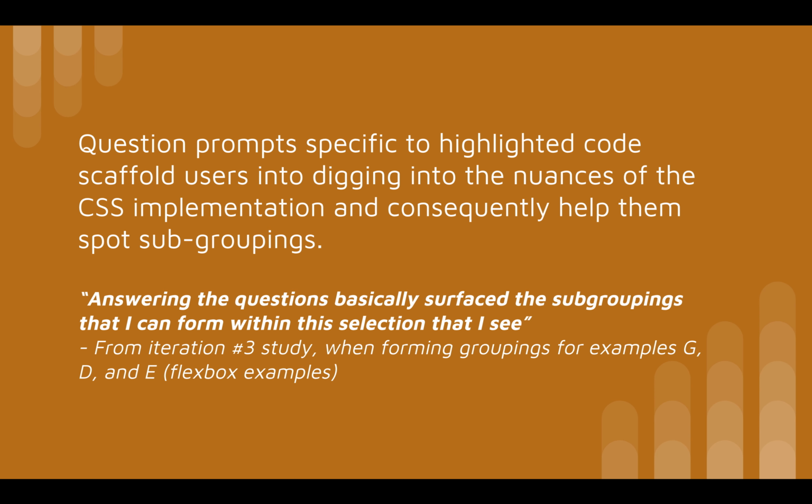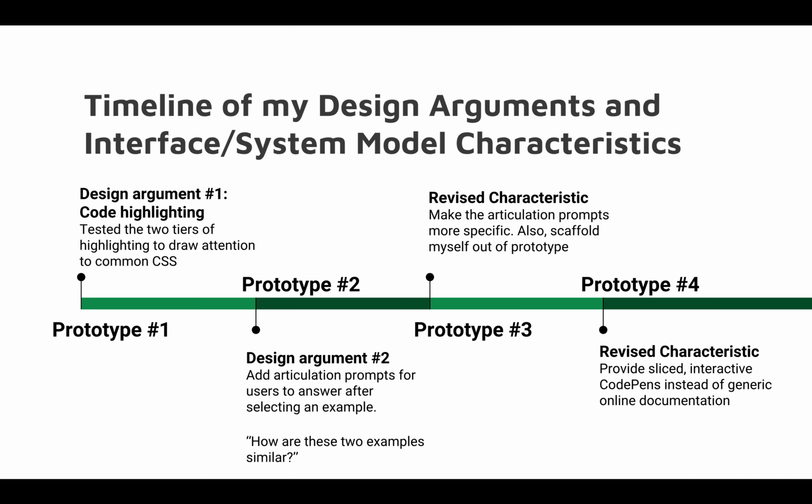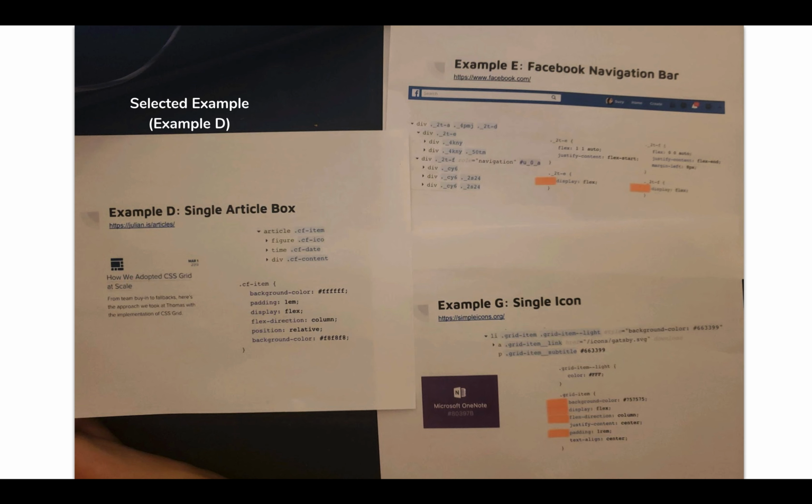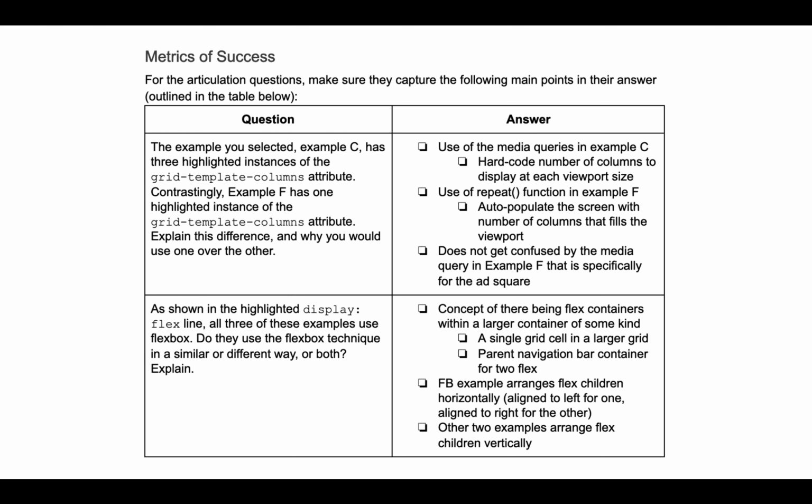And this happened when he was forming groupings for examples G, D, and E, which were the Flexbox examples that I showed earlier on in this example. Before prototype number 3, most people grouped these 3 together and just said, oh, they all use Flexbox. But this time, the novice was able to form examples D and G into their own subgrouping and E as a separate subgrouping, while having them all under the parent grouping of Flexbox. And not only that participant, but all of the participants were able to make those subgroupings thanks to the question prompts.